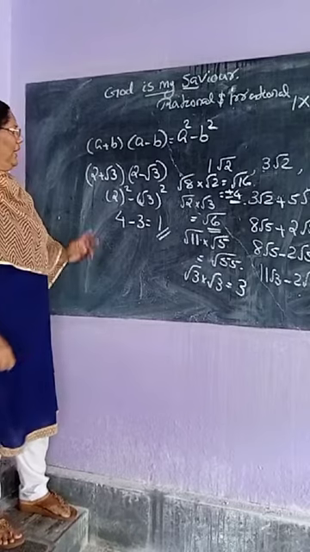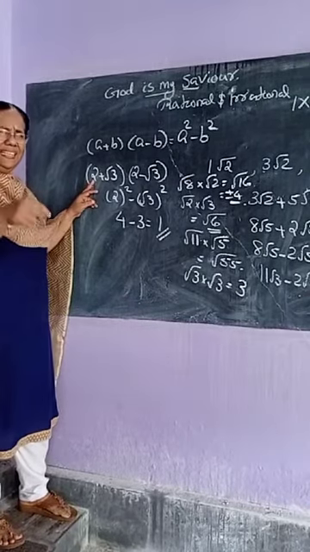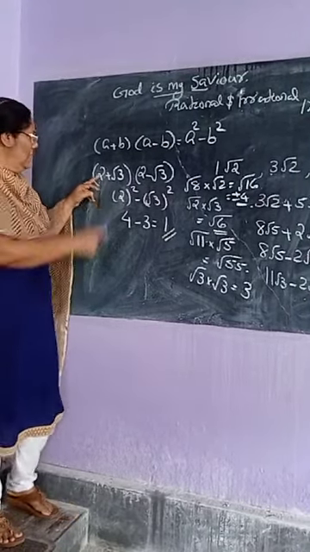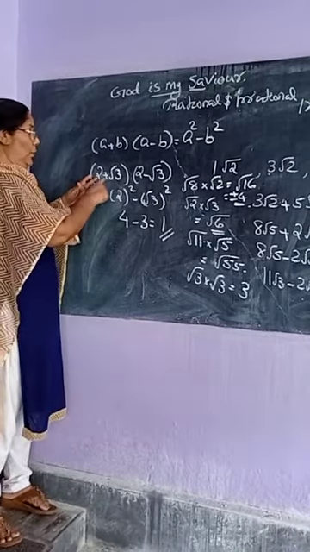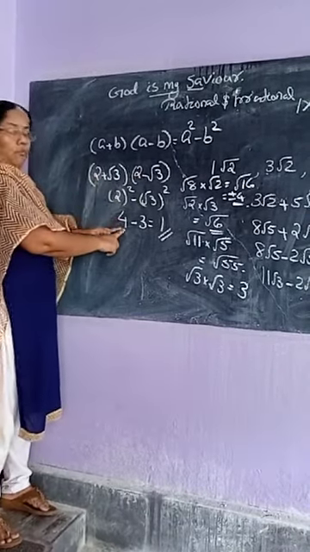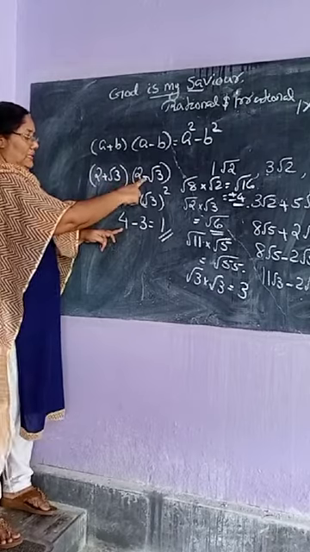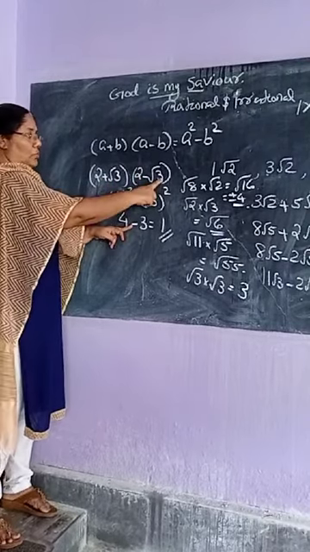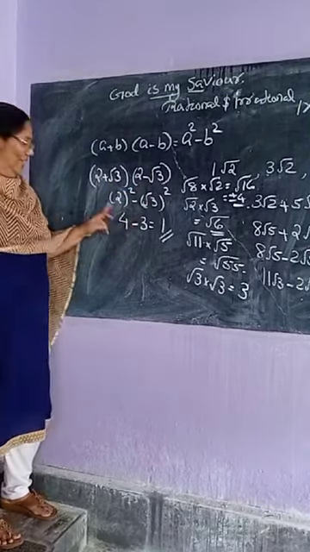Or in another way, we can multiply this. Just listen, for easy calculation. Multiply the first terms, 2 into 2. What is 2 into 2? 4. Plus into minus is minus. Root 3 into root 3. We can avoid this step.